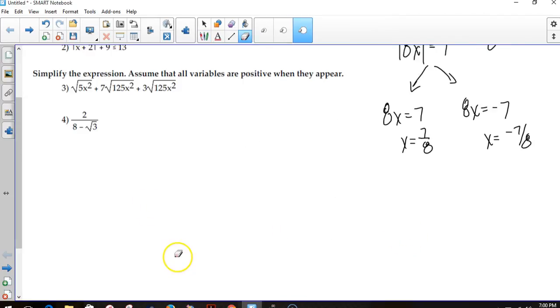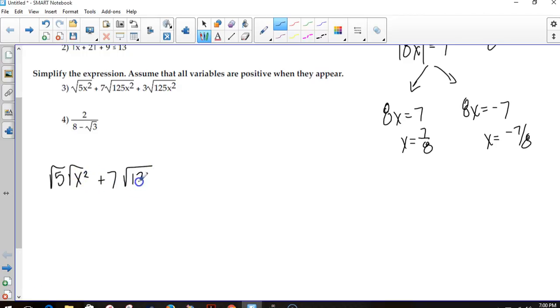Also in Appendix A are radicals, and so we're going to look at number 3 and number 4. For number 3, it says simplify the expression. In order to add or subtract radicals, we need the radicand, the piece that's underneath the radical, to be the same. And so I'm going to split each one of these pieces of the terms into their own radical. So I can do a sort of prime factorization.